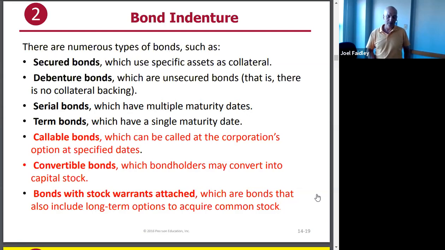All right, convertible bonds. Bondholders may convert into capital stock. That's also a common type of bond. And then we also have bonds that have stock warrants attached. Stock warrants are equity. And these stock warrants can be sold as what's called detachable or attached. Meaning if they're detachable, we can separate those warrants out and sell those. And I say we, the investor, can separate those out and sell those.